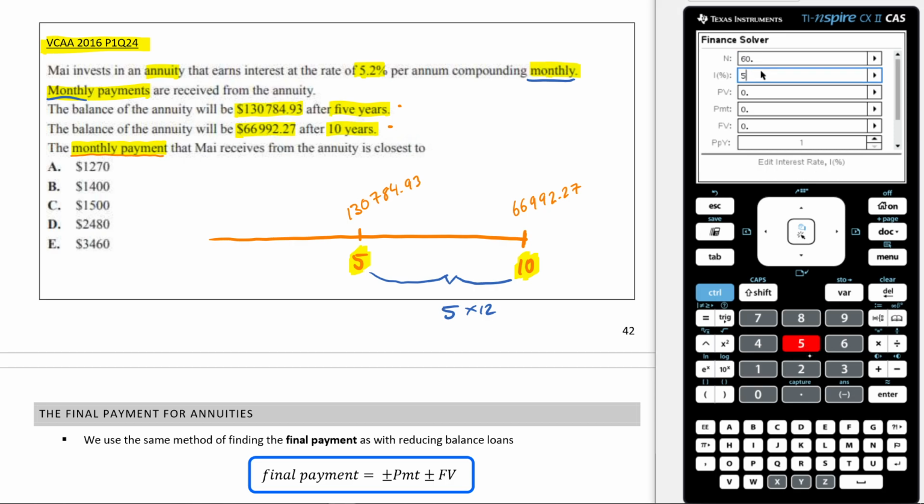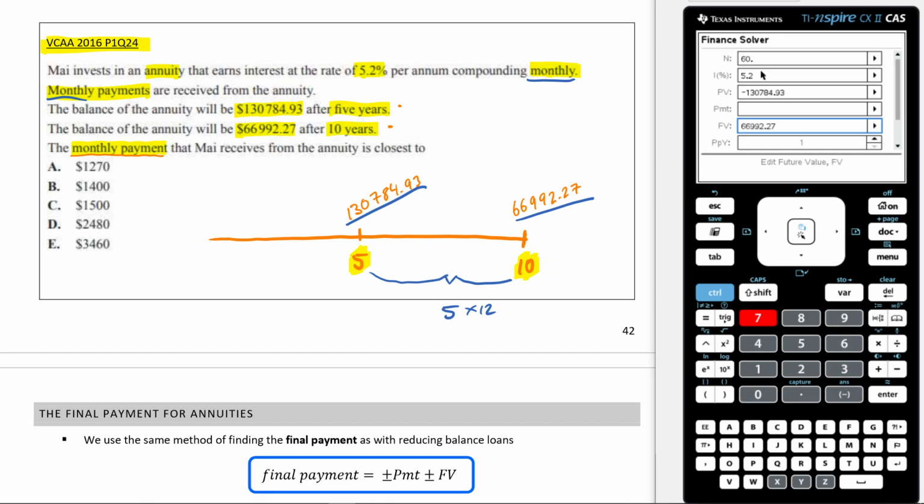My interest rate is 5.2. My present value is going to be what I'm starting with here, so this is my start point. Now, remember, this is going to be negative because it's the money in the annuity: 130,784.93. The amount of payment is what I'm trying to figure out, so I'll leave that blank. My future value will be this. Now, remember, this is going to be positive because it's the amount of money that I still have.